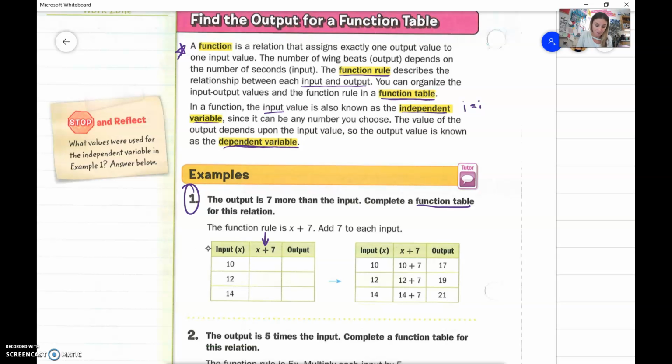So here's the input. Notice that the input is labeled with an X. Guess what I'm going to do with this input to figure out my output? I'm going to take 10, because my input is X, plus 7, which would give me 17. Notice my input is now 12, so I'm going to replace my variable with 12, and I'm adding 7. My rule is adding 7, and 12 plus 7 is 19. Then I'm going to take my 14 plus 7, which is 21. Notice it's exactly what they did over here. So basically all we're doing is we are replacing our variable with our input to get our output. So it's whatever we put in to get our output.